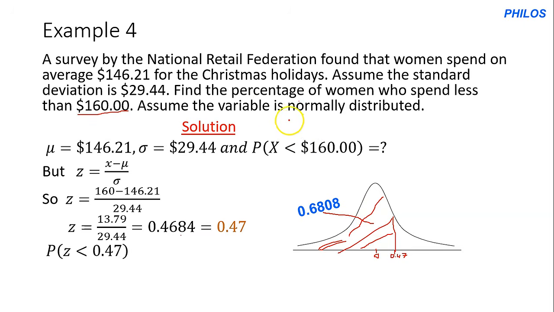But because the question says we should find a percentage, so you multiply the 0.6808 by 100%. So 0.6808 times 100% will give you 68.08%. So the percentage of women who spend less than $160 is 68.08%. So let's look at example 5.